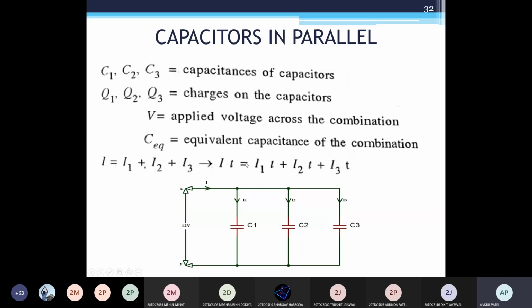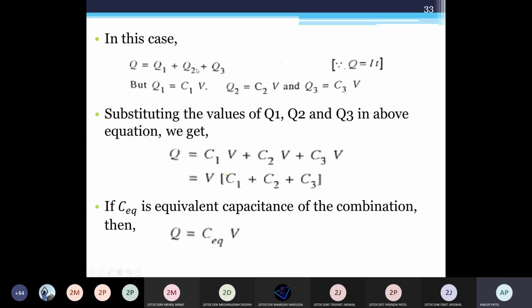Now multiplying time on both sides, I into T is equal to I1 into T plus I2 into T plus I3 into T. But we know charge is also given by Q is equal to I into T. So we are just substituting here. Q is equal to Q1 plus Q2 plus Q3.